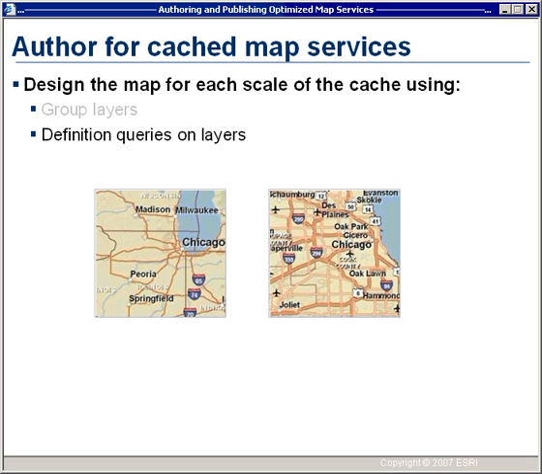As you can see on the left, I have fewer roads being displayed than I do as I move in closer. A definition query, which is set on the layer in the layer properties, means that I can use the same data set, simply displaying different amounts of it at each scale.